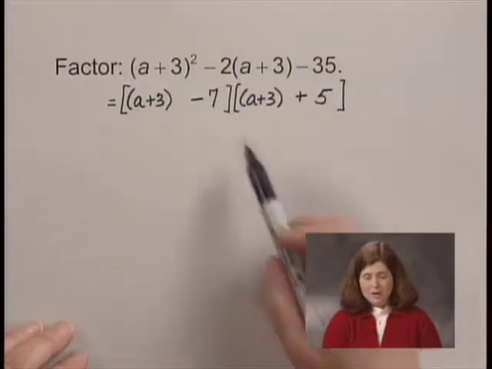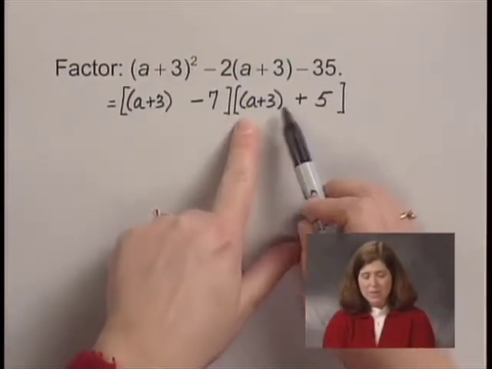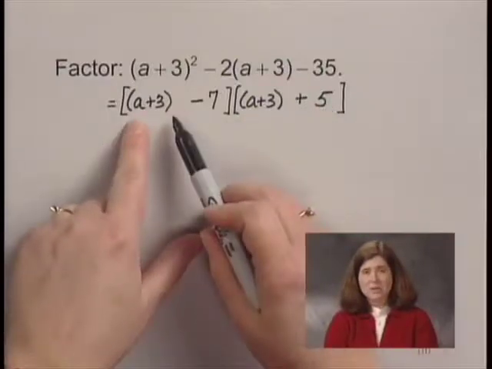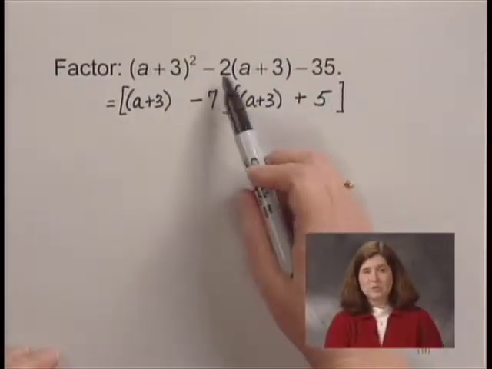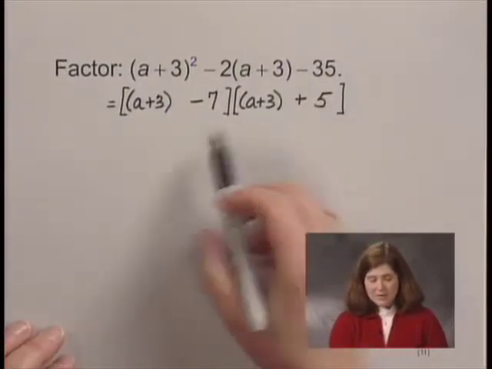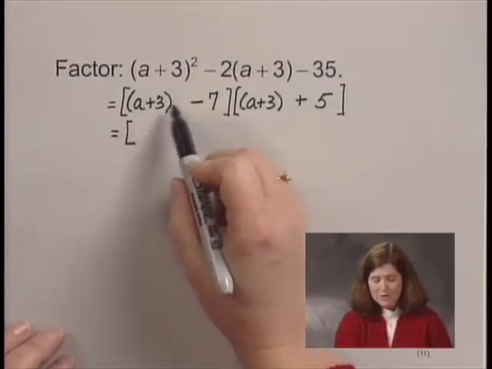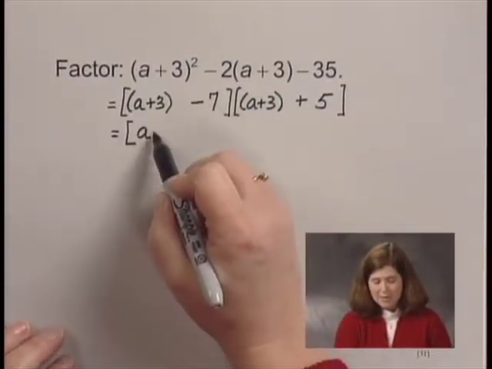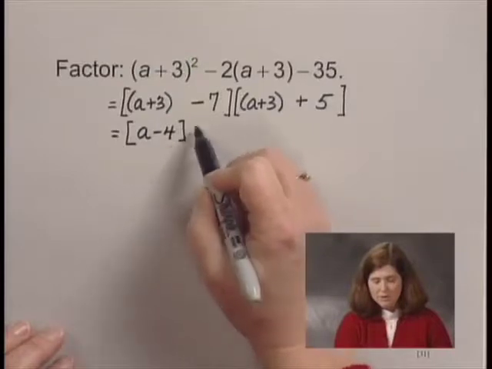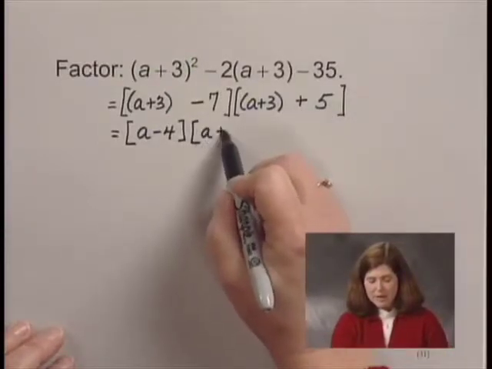Then if I multiplied the rest of this, I would get minus 7 times (a + 3) plus 5 times (a + 3), which will give me minus 2 times (a + 3). I can simplify this inside the brackets and write a + 3 - 7 as a - 4 and a + 3 + 5 as a + 8.